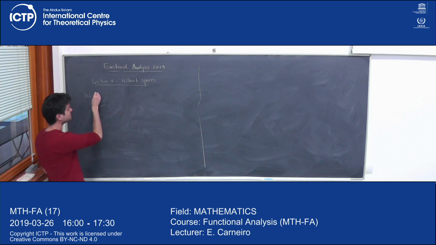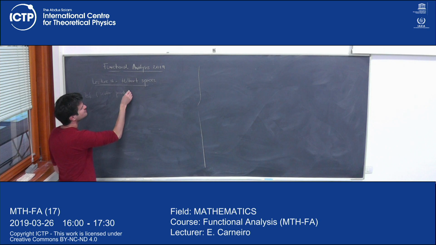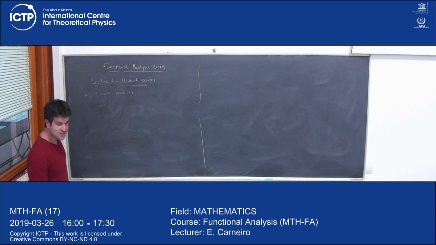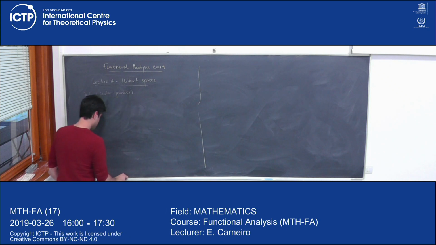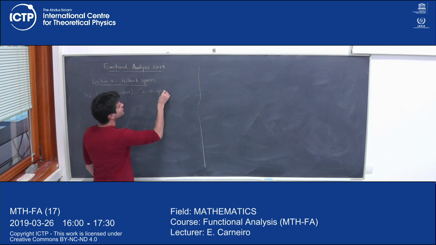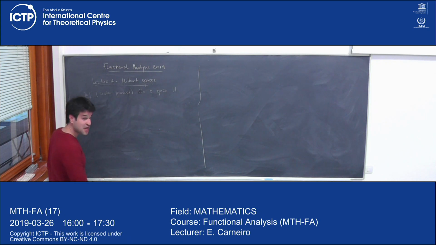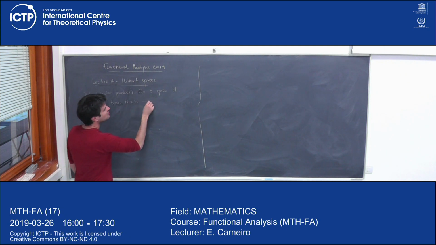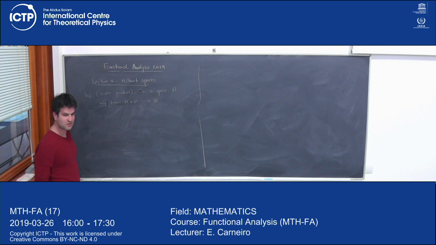So first, I want to define the notion of a scalar product. And a scalar product is just, say, on a certain space, which we're going to call H, suggestive of being a Hilbert space. A scalar product is just a map from H cross H into the real numbers. You can put in the complex numbers if you want.